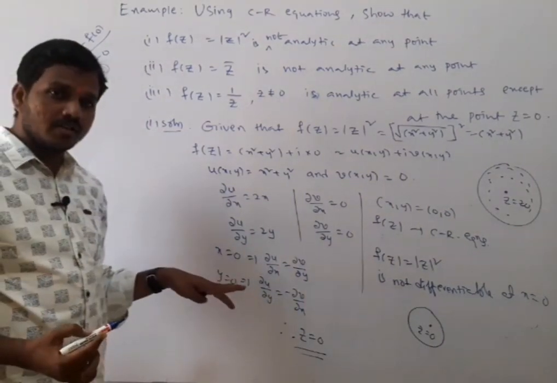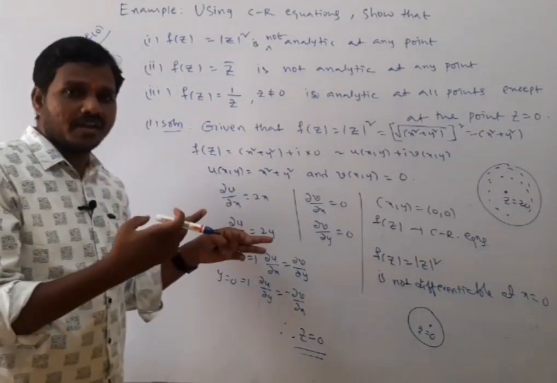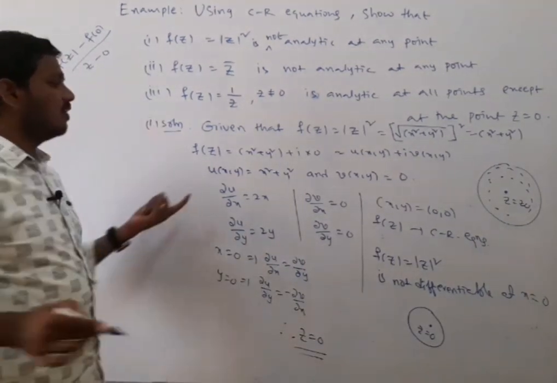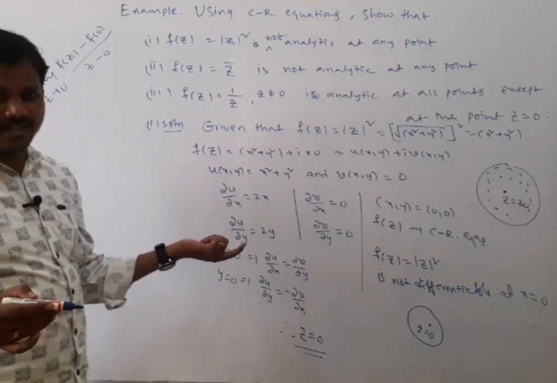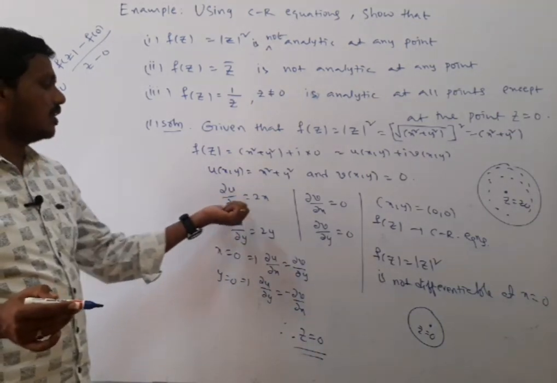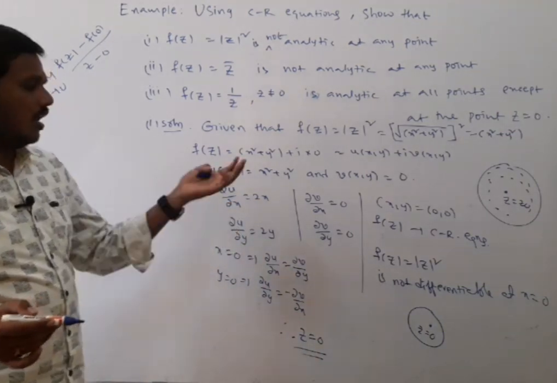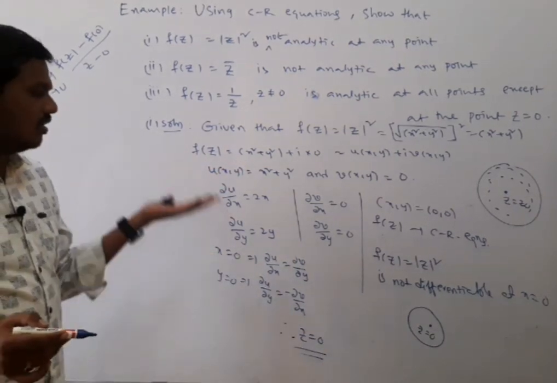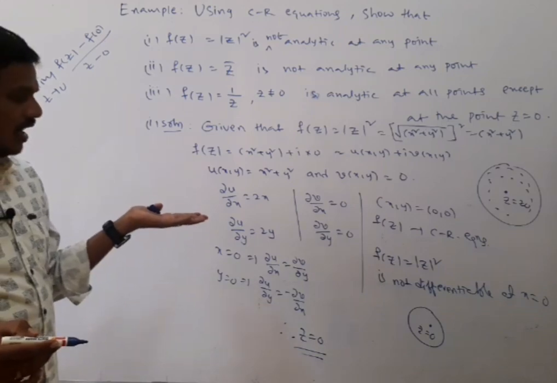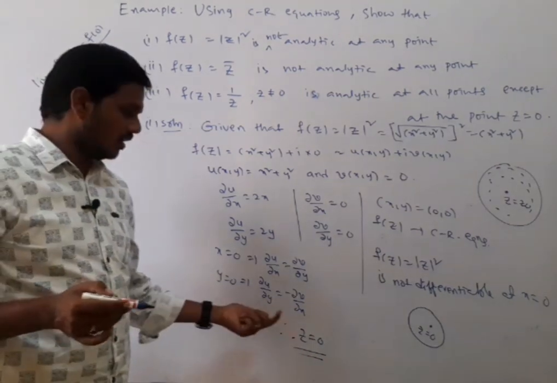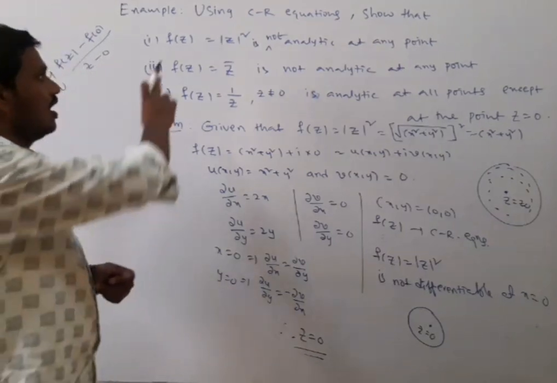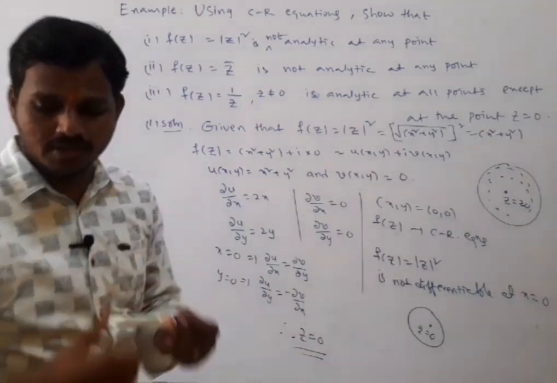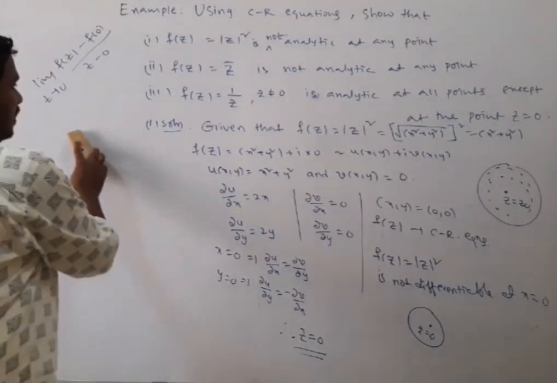And other than 0, if you are taking any point, suppose I am taking z is equal to 1, the CR equations are not satisfied here, right? You will get dou u by dou x is equal to some 2. That means the function is not analytic anywhere. If you are taking a point other than 0, the function is not analytic, and at 0 also the function is not analytic. Therefore, f of z is equal to mod z whole square is not analytic at any point. Now coming to the second problem. Is it clear? Okay.